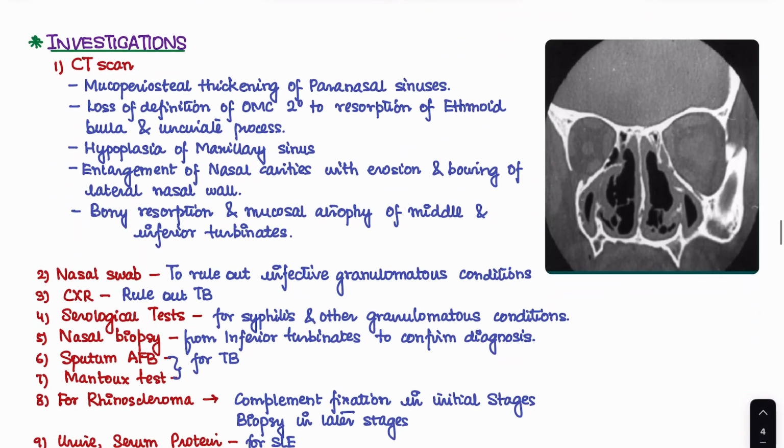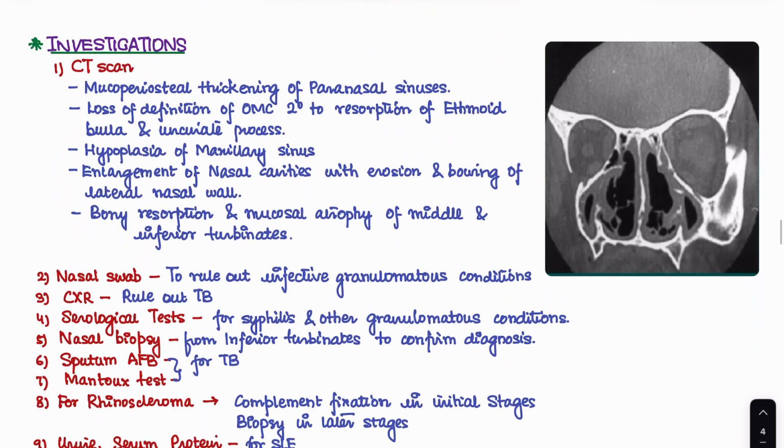Now let's discuss how we are going to investigate the disease. First of all, we need to find out what is there in the nasal cavity and the paranasal sinuses. So first we perform a CT scan of the nose and paranasal sinuses. Here what you'll see is mucoperiosteal thickening in the paranasal sinuses. The maxillary sinuses will be very small and underdeveloped. There will be a loss of definition of the osteomeatal complex because of resorption of all the bony structures. There will be a wide roomy nasal cavity.